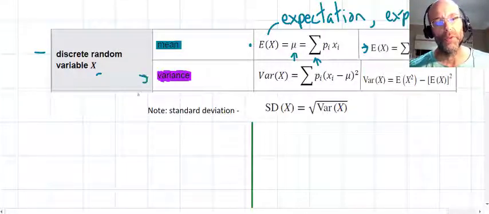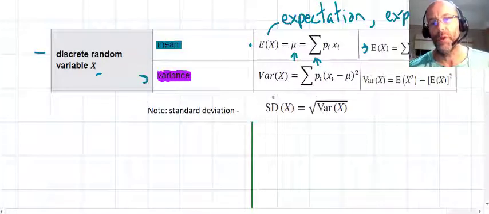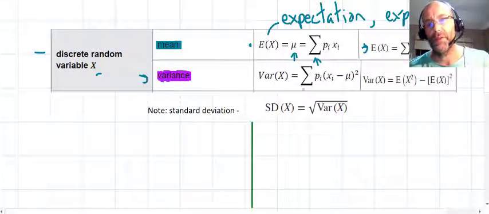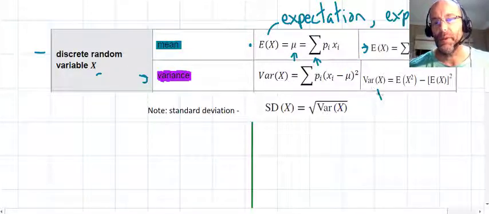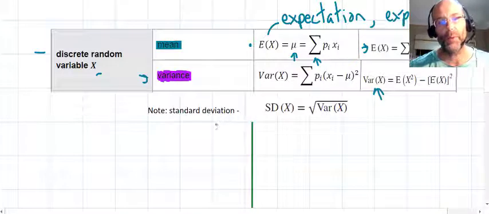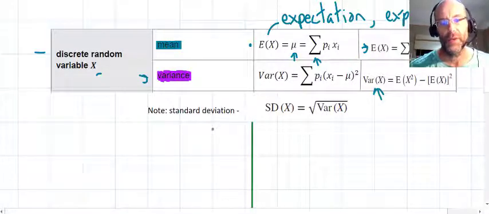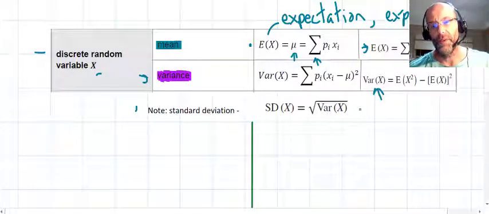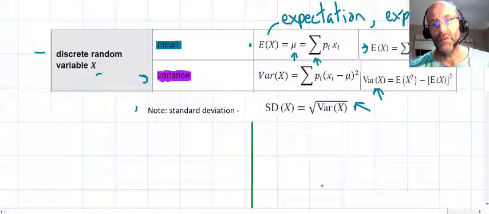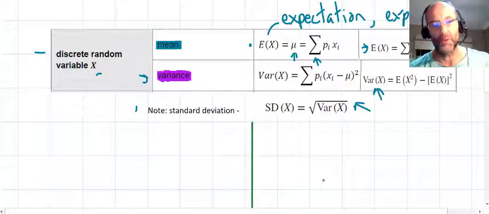The other quantity is variance, and the variance we've seen in two different types of formulas. Var x is the sigma of p sub i times x sub i minus mu all squared, or the variance of x is E of x squared minus E of x all squared. This is from previous units of study, so go back and watch those videos if you can't remember or you've not seen this. Now remember, the relationship between the standard deviation and the variance is given as such. So standard deviation is simply the square root of the variance.